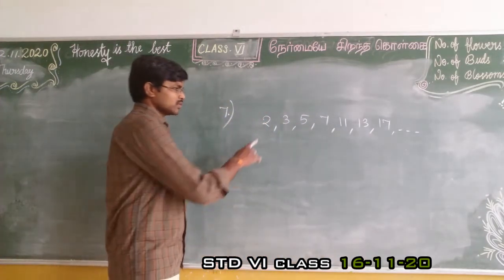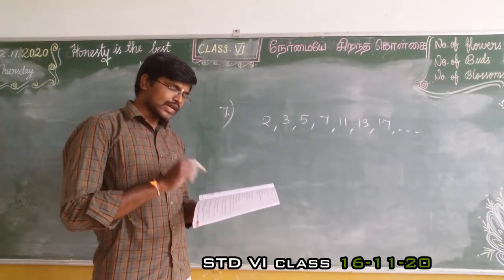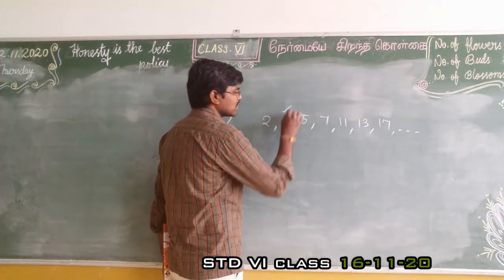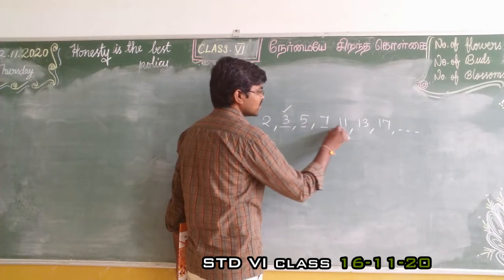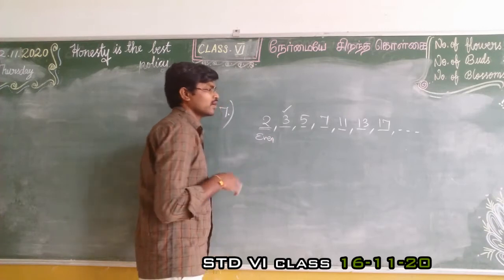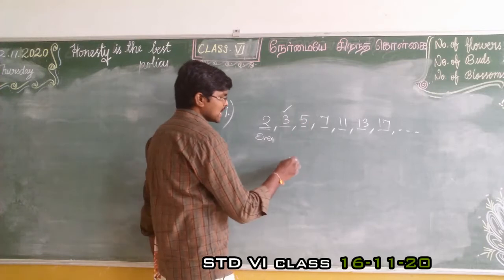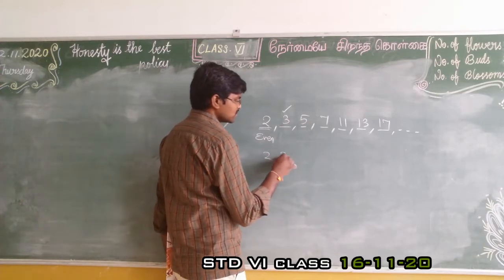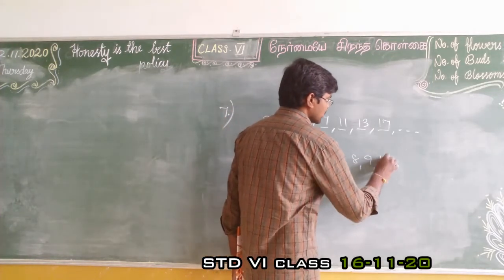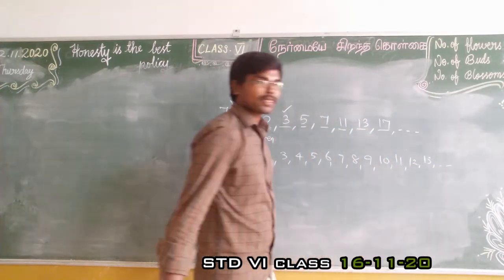So the question is: every odd number is a prime number? See, 3, 5, 7, 11, 13, 17 are odd numbers, but 2 is an even number. Fine. So I am going to choose another set of numbers: 2, 3, 4, 5, 6, 7, 8, 9, 10, 11, 12, 13, and so on.